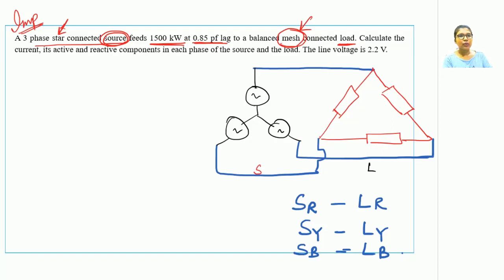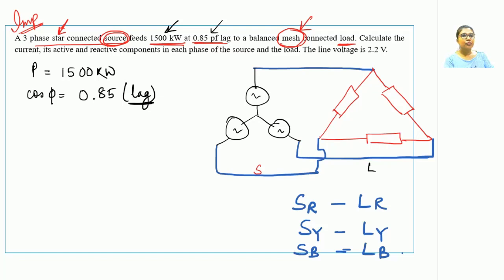Now let us see what the question is asking us to do. This source is feeding a power of 1500 kilowatts to this load. So power is 1500 kilowatts. At the same time, the power factor is specified, which is cos phi, which comes out to be 0.85, and it is mentioned it is lag. What can we infer from this lag? Lag means the circuit is an RL type and it is inductive in nature.